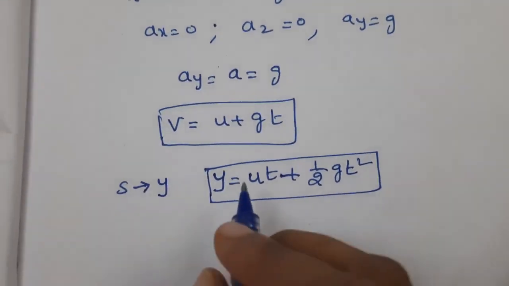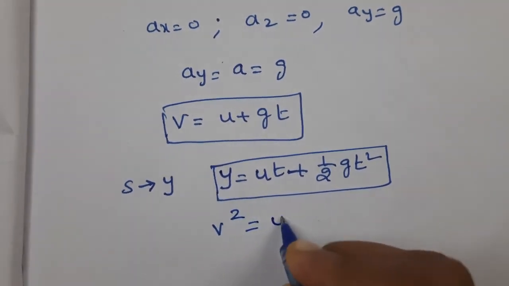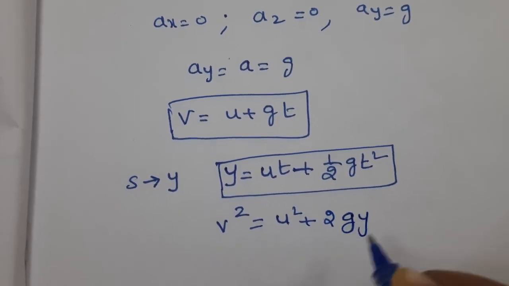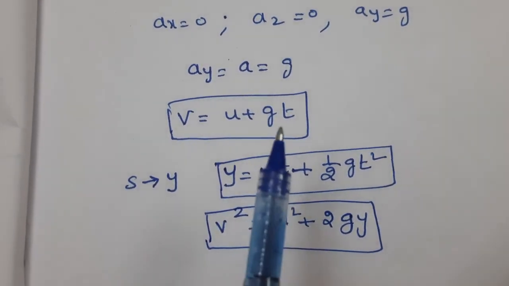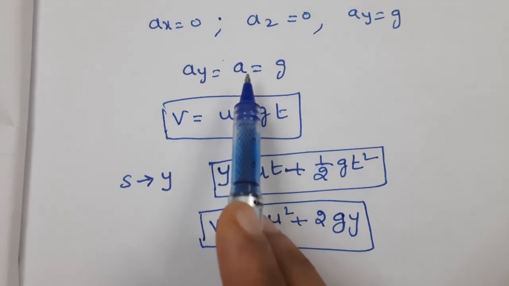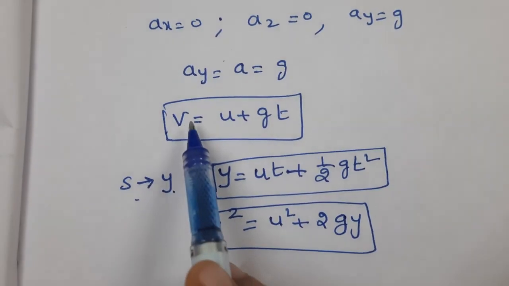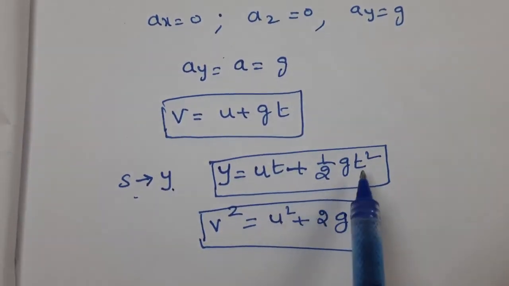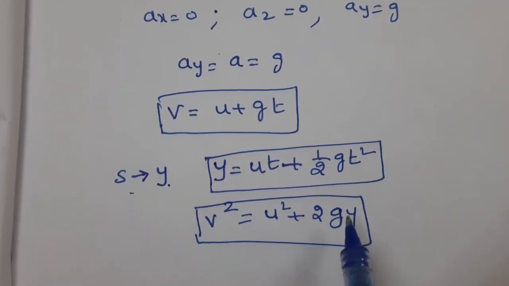Then v square equal to u square plus 2as can be written as v square equal to u square plus 2as, that is 2gy. So for this case 1, a body falling from height h, we have to apply the value a equal to g, s equal to y. So the equations of motion becomes v equal to u plus gt, y equal to ut plus half gt square, v square equal to u square plus 2gy.